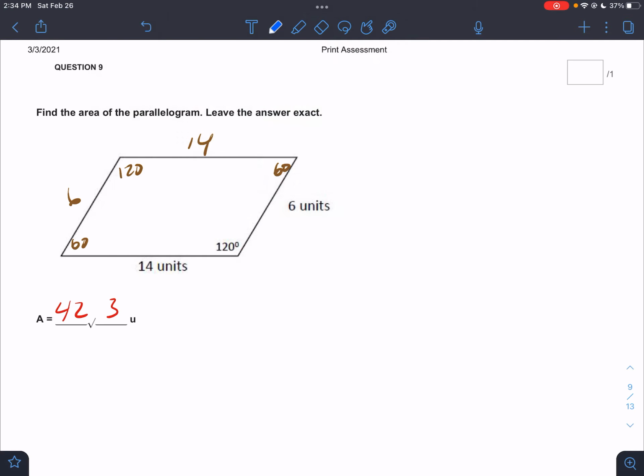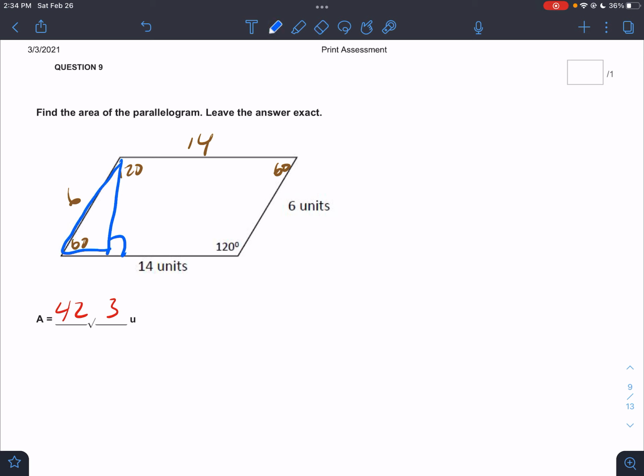Remember, there's two choices. We could drop a height this way, or we could drop a height this way. We've talked about that several times. Heights have to be perpendicular. It doesn't matter which one you do. I'm going to do the vertical one here.